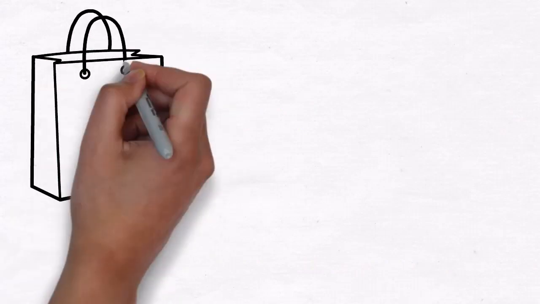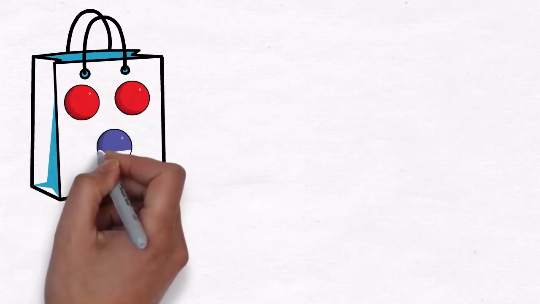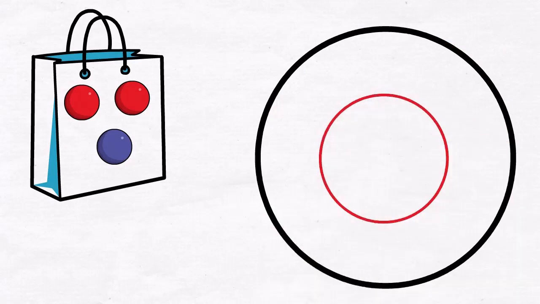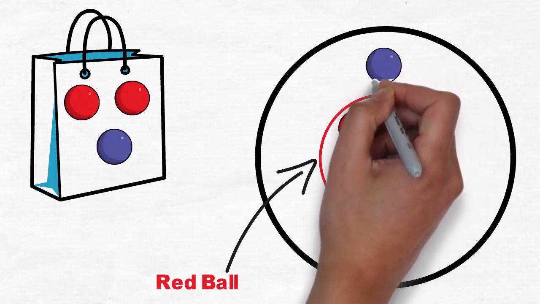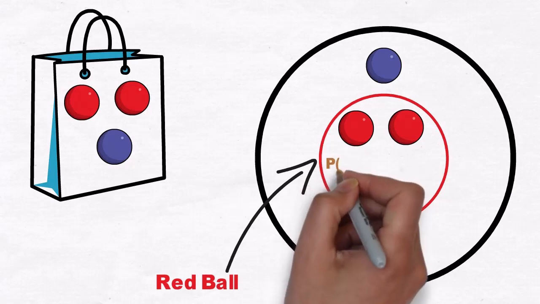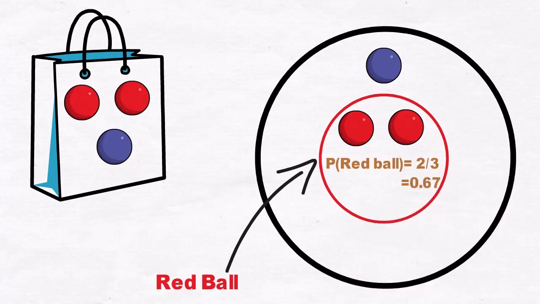But what if we have multiple events? Let's say we have a bag with 3 colored balls, 2 red and 1 blue. We can represent the event of drawing a red ball with a smaller circle inside our larger circle. Since there are 3 balls in total, the probability of drawing a red ball is 2 out of 3. Again, we use the notation P(event) to represent the probability. Here, P(red ball) is 2/3 or approximately 0.67.